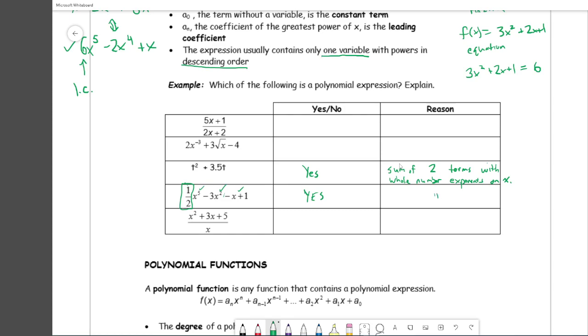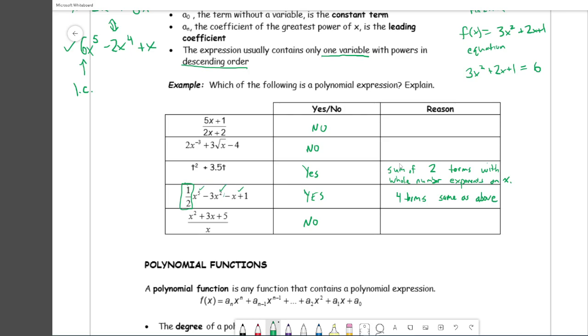And again, the reason would simply be the same as above, except it's 4 terms. But other than that, it's the same as above. So let's write 4 terms, same as above. Okay, now the other ones are all not polynomials. So no, no, and no. These are different kinds of functions, different kinds of expressions. They do mean something, they just aren't polynomials. Let's look at why not.